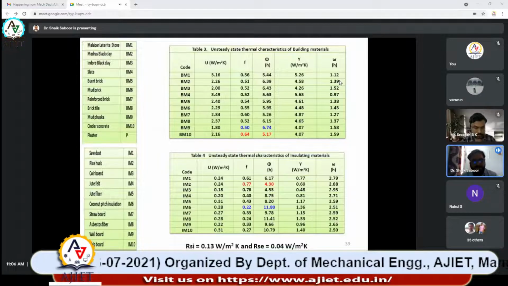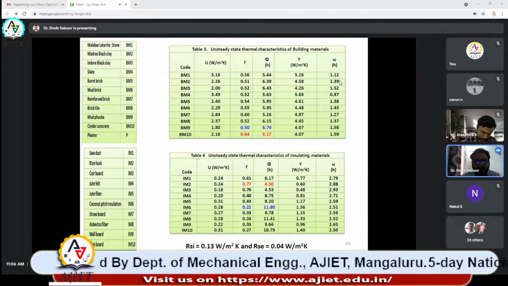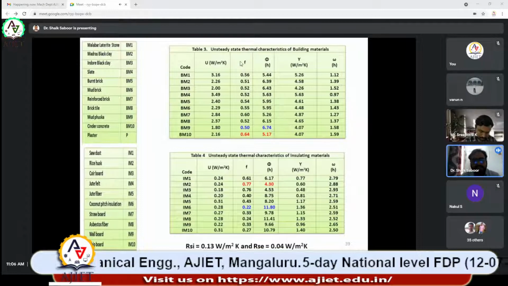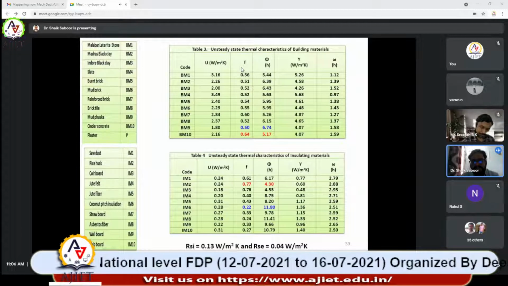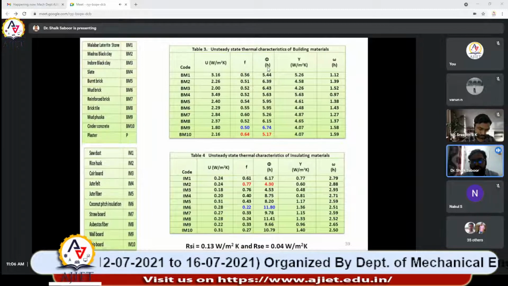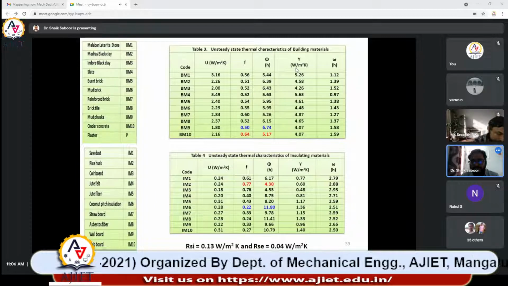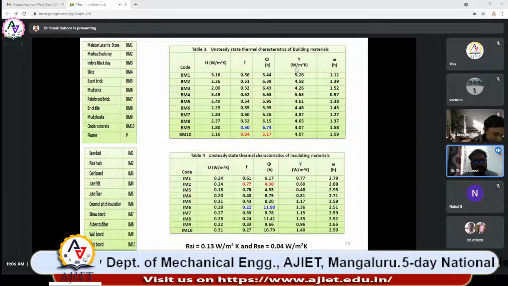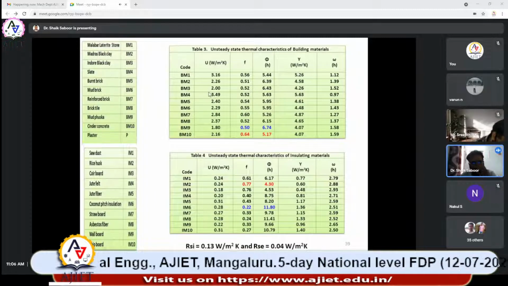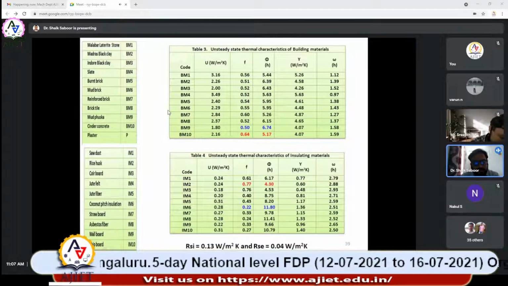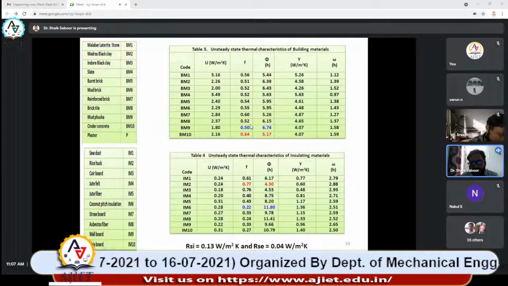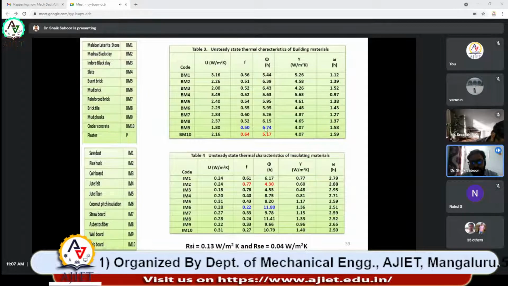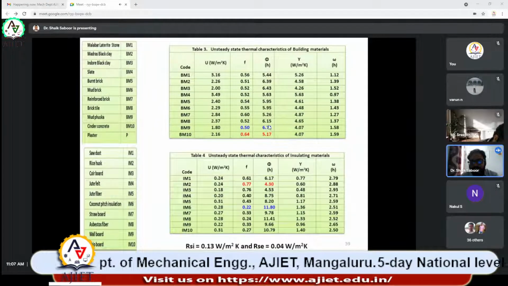Okay, and later on we computed the unsteady state characteristics such as transmittance, decrement factor, time lag, and admittance. So all these things we explored. From the results, among all building materials studied, the decrement factor should be as low as possible, and the time lag should be as high as possible, and it should not exceed 12 hours.